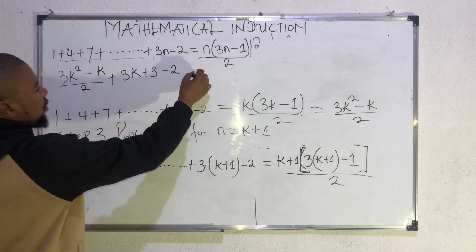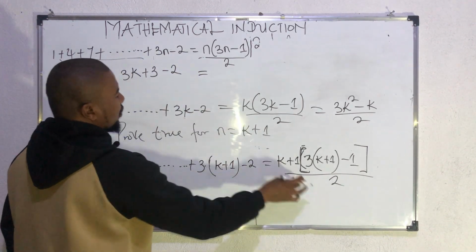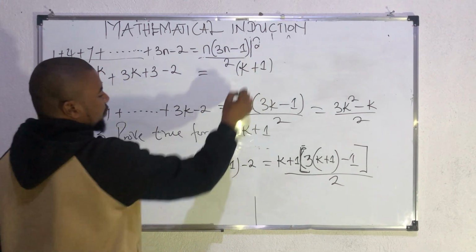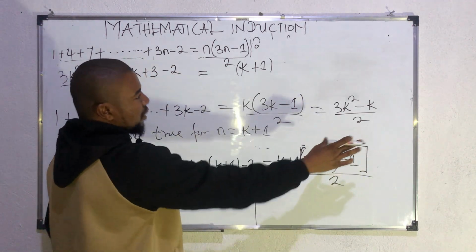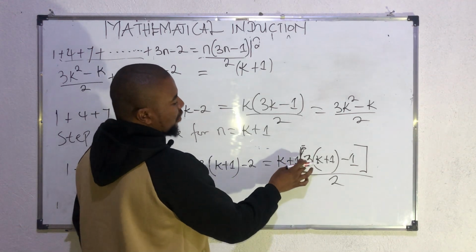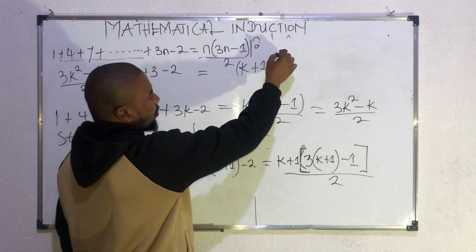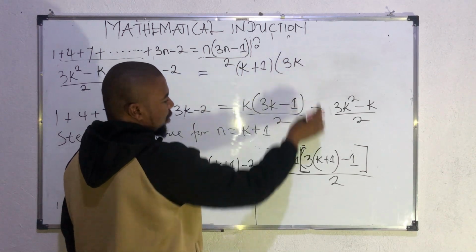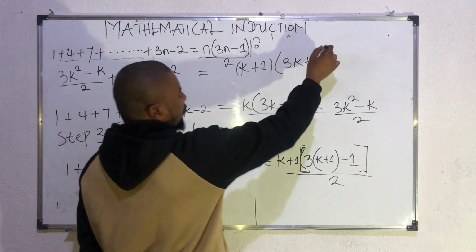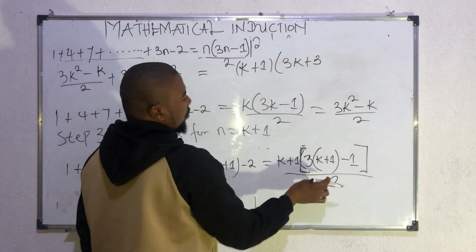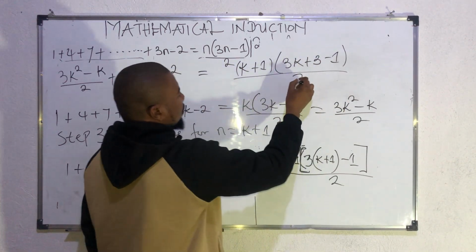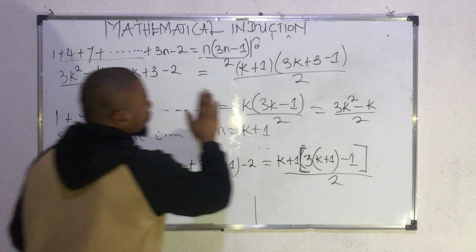Okay, so this is equal to the right part where we have k plus 1 multiplies everything in the bracket. So we can now go ahead and simplify the bracket. We have 3 multiplied by k gives us a 3k. 3 multiplied by 1 gives us a 3. Okay, and now remember that this is included. We have a minus 1. All of this are divided by 2.